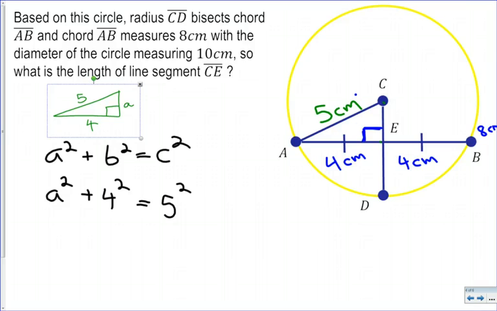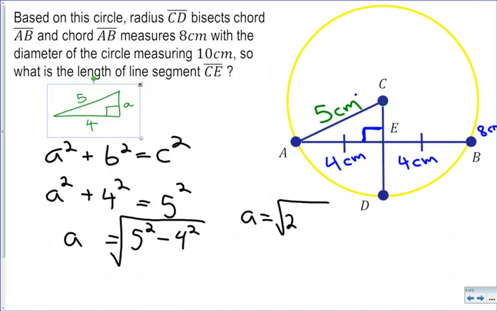Now this is just algebra. Why don't I get rid of the 4 squared by subtracting it from both sides? So I have A squared equals 5 squared minus 4 squared. And to get rid of the squared, I can take the square root of that. So, 5 squared is 25. What's 4 squared? 16. What's 25 minus 16? 9. You were close. What's the square root of 9? 3.